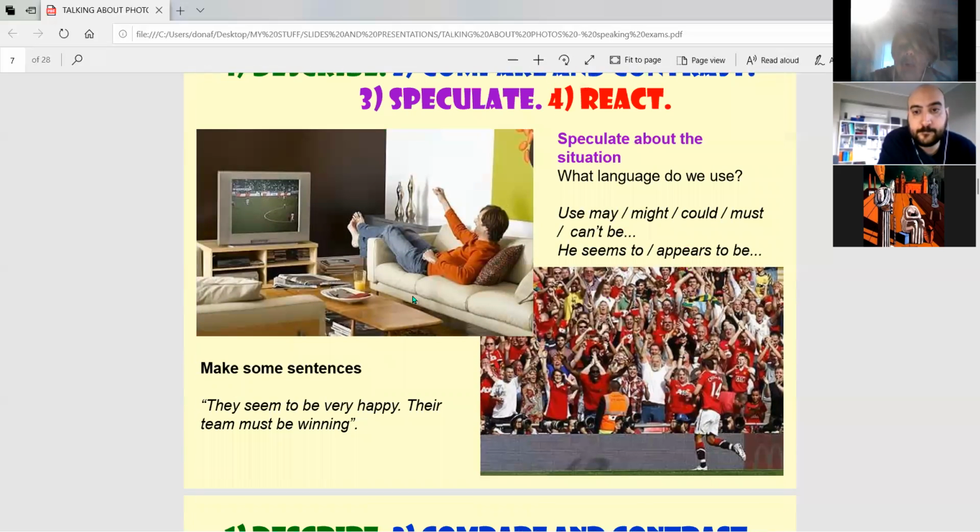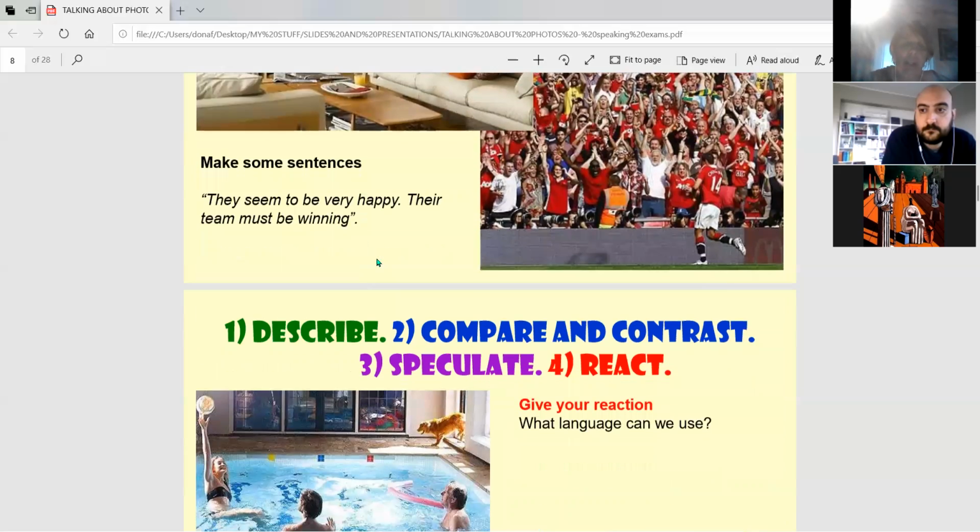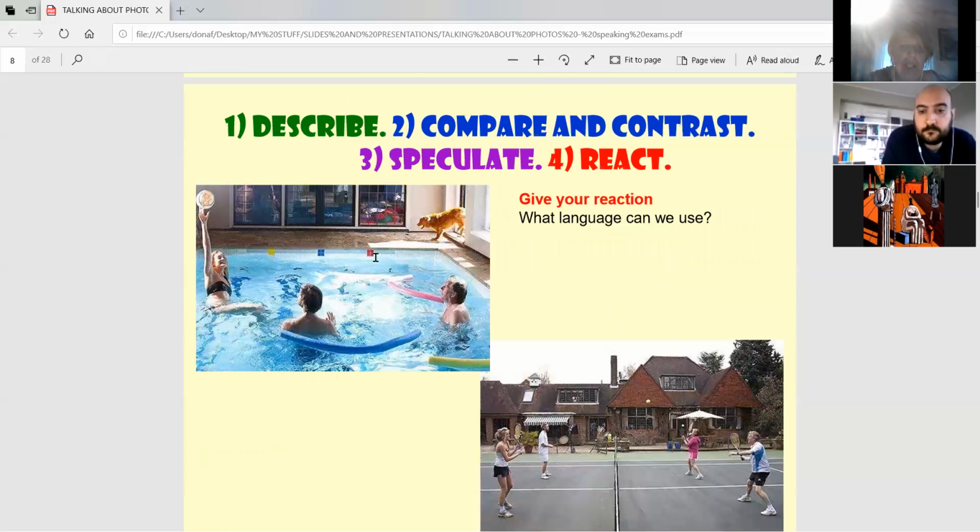Okay. Now, reaction. It is just what the pictures make you think, because of course this is very much linked to your personal experience. So it's yourself that has to come out, the reaction. Okay, Marta. Give your reaction, and what kind of language do we use here? The first picture looks like a very happy moment because they look like they're really happy to be playing in a pool.